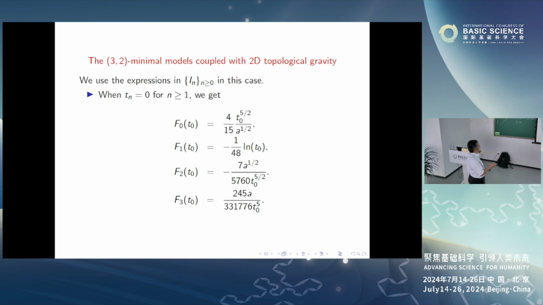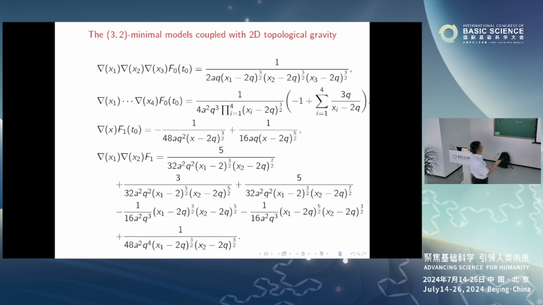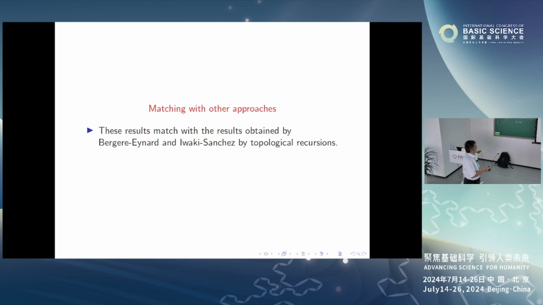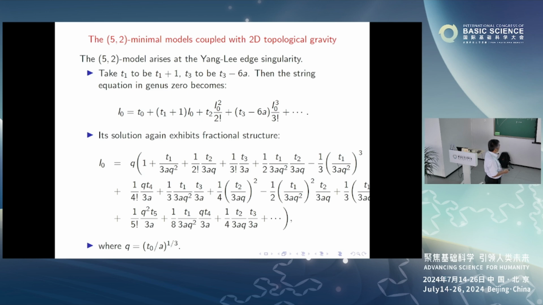And then you can compute using the expression that I got earlier, and you can explicitly compute, and you see that fractional thing again and again. And also you can use just the I coordinates, and you plug it in, and then you get expressions. This result matches the result obtained by Bergère, Eynard, Iwaki and Sanchez by topological recursion. You can start with some spectral curve and perform topological recursion. Actually, they got the same results.